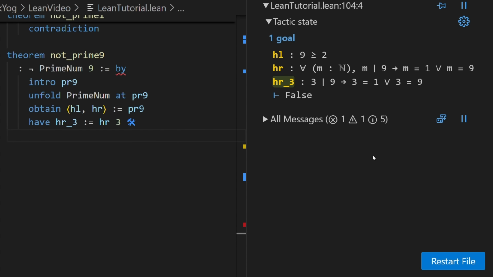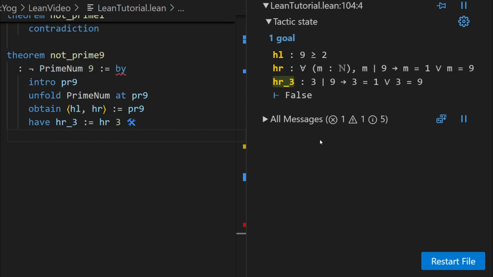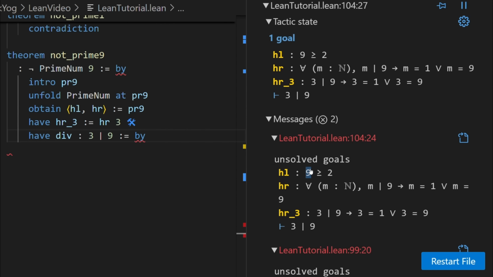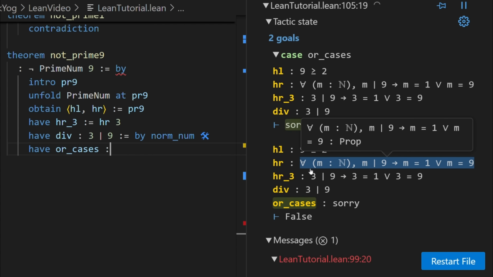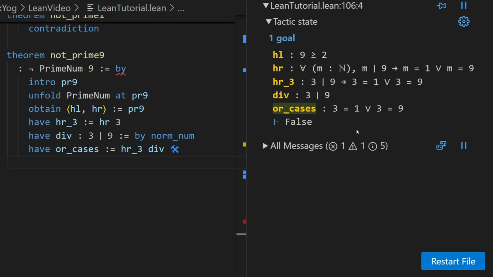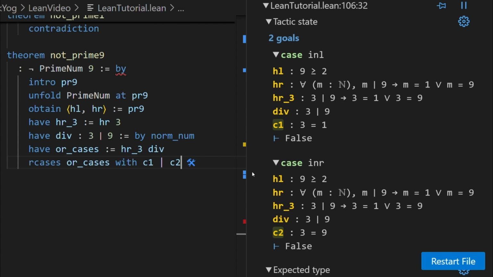HR3 is now an implies proof. To get the proof of 3 equal 1 or 3 equal 9 out of it, we need to give it a proof of 3 divides 9. Have div be the proof of 3 divides 9, which we can prove using norm num. Perform implies elimination on HR3 with div as input to get OR cases as the proof of 3 equal 1 or 3 equal 9. Let's split these using OR cases with C1 bar C2.